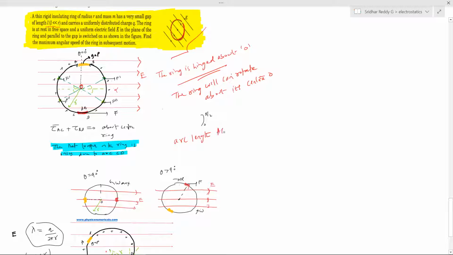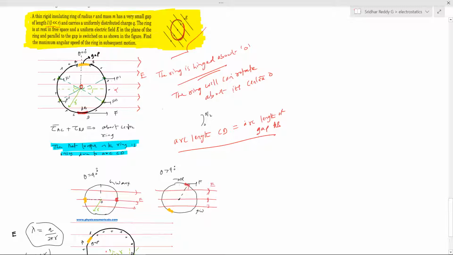Arc length CD is equal to arc length of gap AB. This is very important. Okay, there's the initial part.